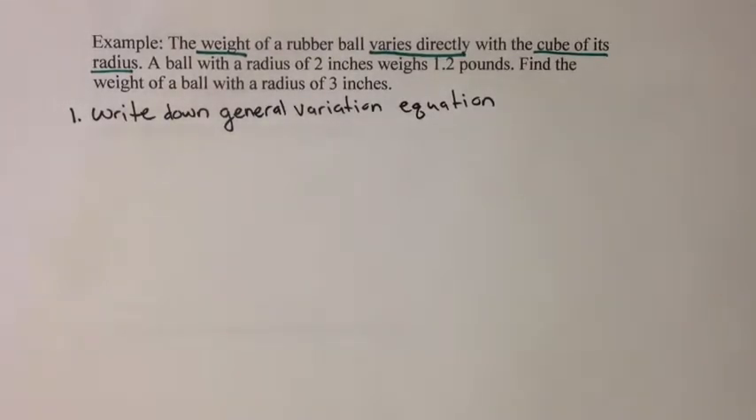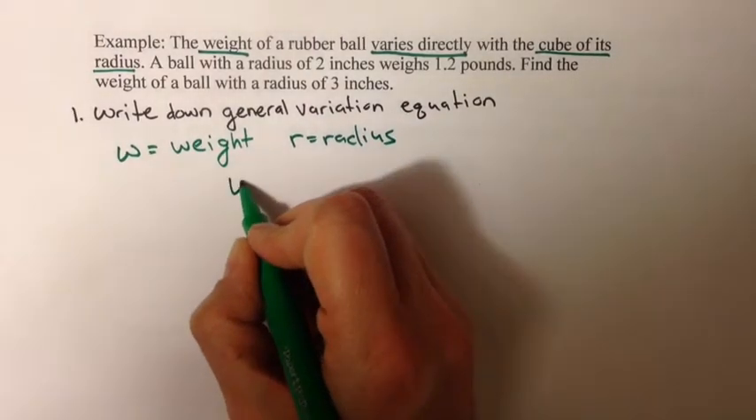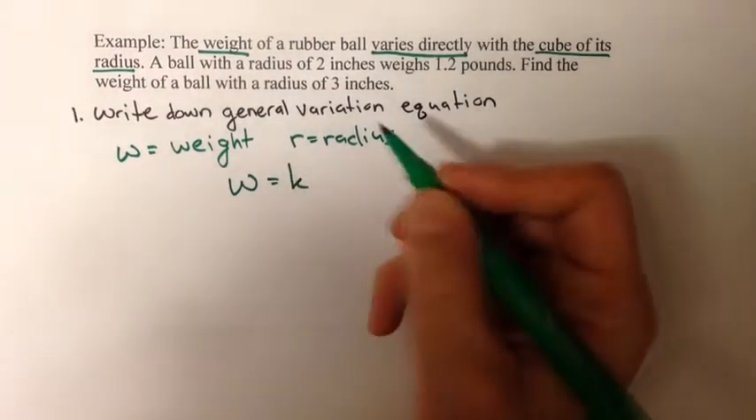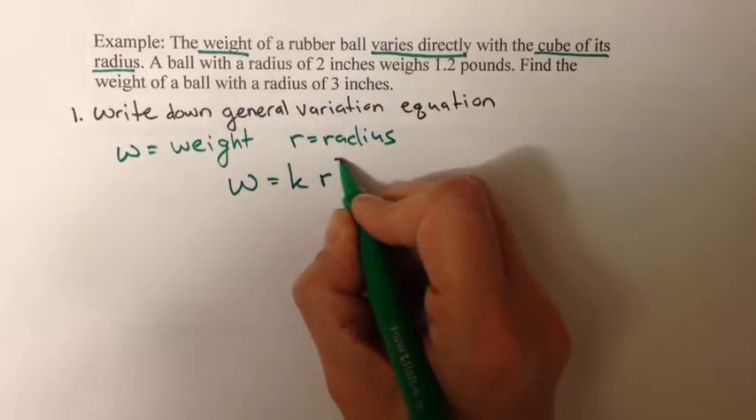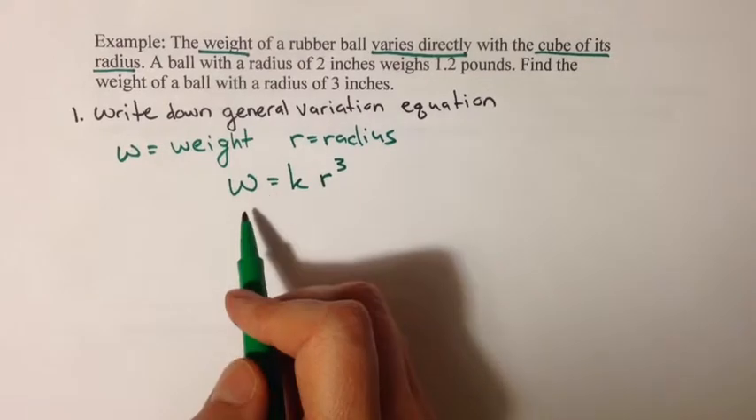I have two variables, the weight and the radius, and they vary directly. That means that they'll be on the same level of my equation. So I can write down something like W equals K times R cubed. Now let's dissect that a little bit. W is the weight of my ball.